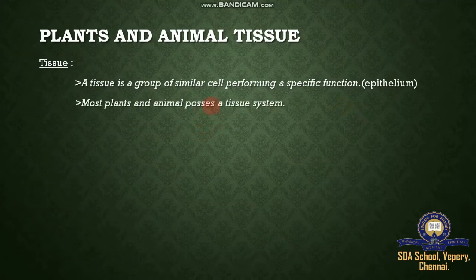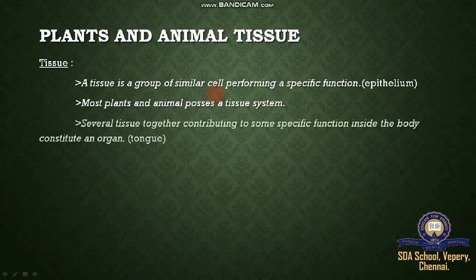Most plants and animals possess a tissue system. All living plants and animals are made up of tissue. Examples: complex tissue, permanent tissue, simple tissue. A lot of tissue is present in all living plants. But in animals, there is epithelial tissue, and the digestive organ consists of glandular tissue. So a lot of tissue is present in a living organism.